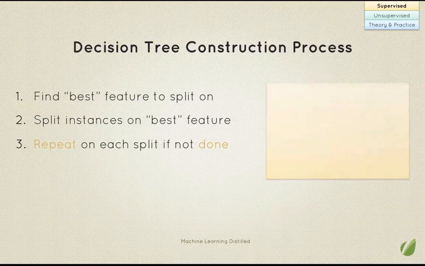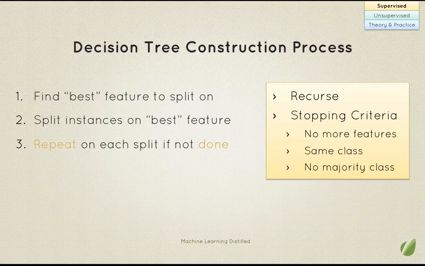Thirdly, we will repeat. So that means we're going to recursively go down and do the same thing again until we're done. What does done mean? Well, done may mean different things. It may mean there are no more features that we can use for creating branches. If all of the instances are the same class based on the decision tree that we've created so far, then we've succeeded. And we'll stop there and create a leaf node that is that class.